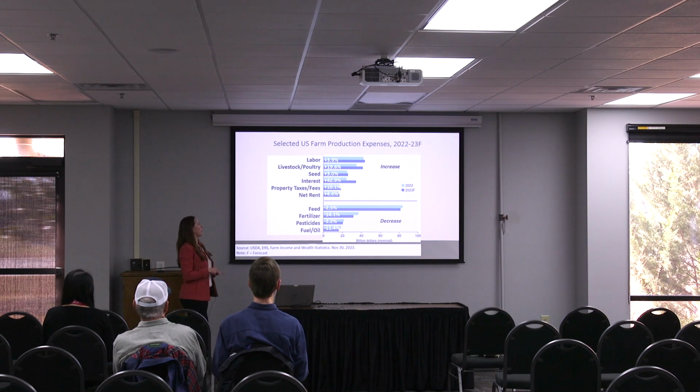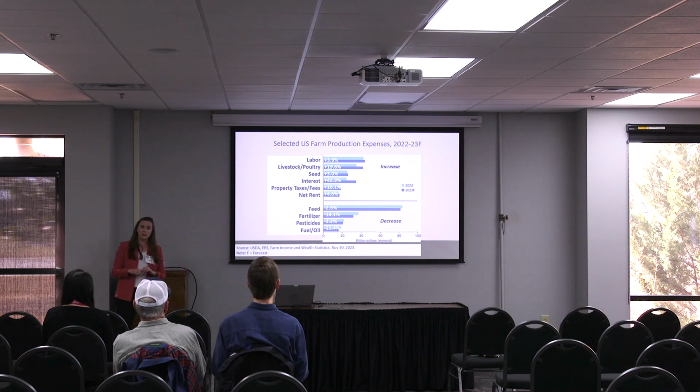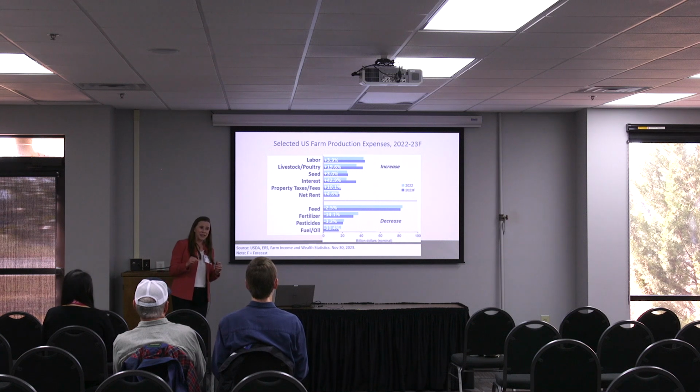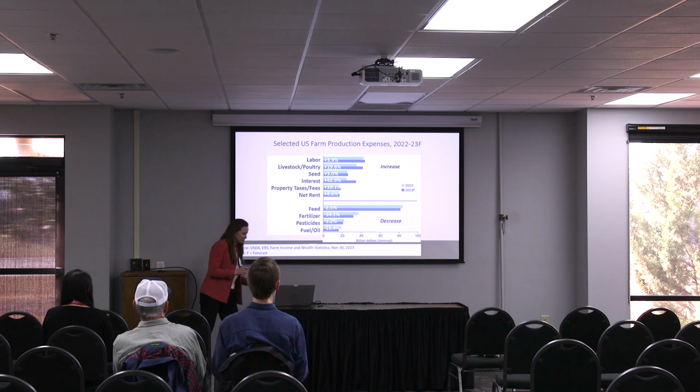The good news is we saw fertilizer, pesticides, and fuels come down, and also feed. So if you're diversified and have livestock and poultry, that's good news on that cost of production, but not so great if you're growing cottonseed for feed or corn and feed grains.